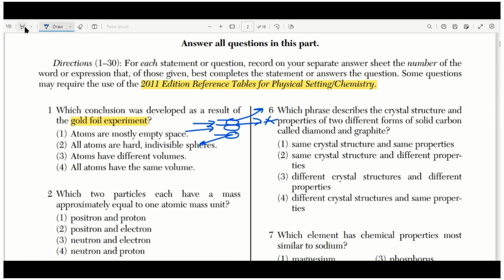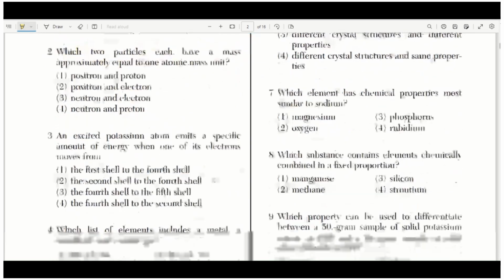So what was that evidence of? That atoms are mostly empty space. What did it also show? That atoms have a dense, positively charged nucleus. But that's not one of the options here, so the option that is correct is number 1.